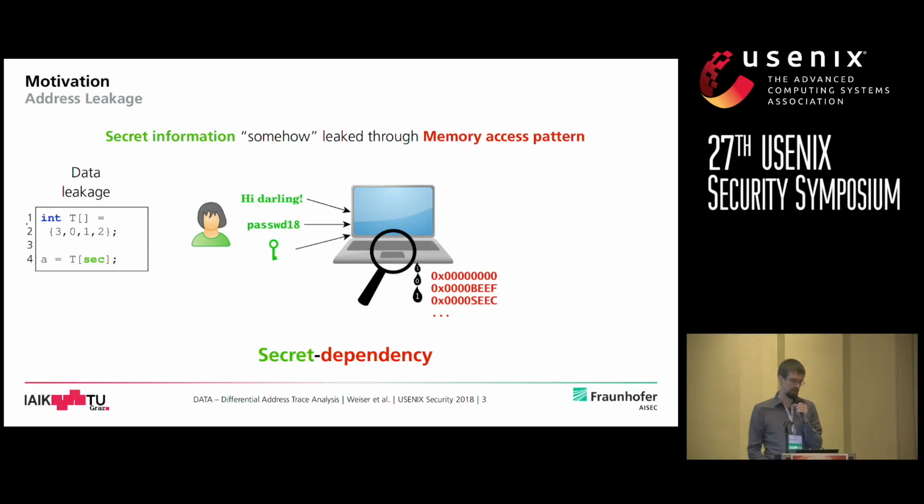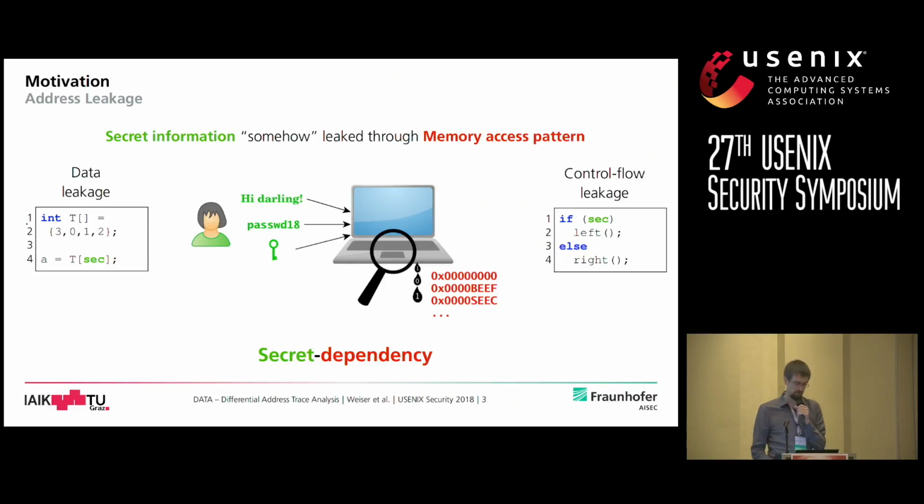So how does this look in practice? Well, we know two root causes for address leakage. First, data leakage, which occurs whenever the secret is used to compute data addresses. In the example on the left, the secret is used as index into a lookup table T. And during runtime, this will translate to a data access in which the accessed address depends on the secret.